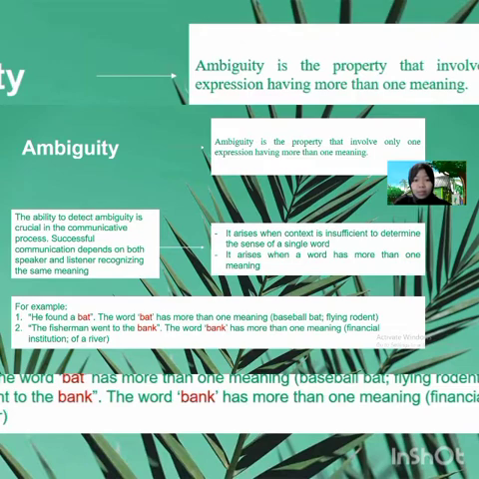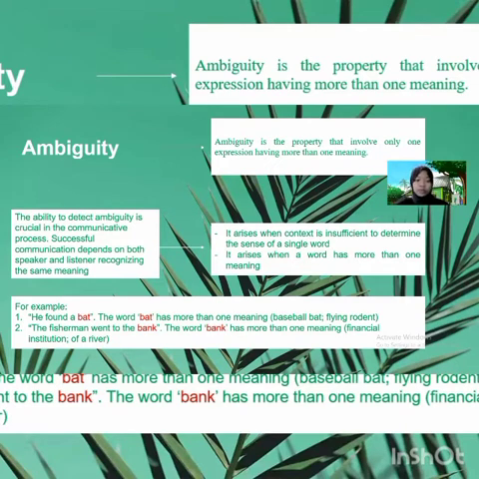Ambiguity. Ambiguity is the property that involves only one expression having more than one meaning. The ability to detect ambiguity is crucial in the communicative process. Successful communication depends on both speaker and listener recognizing the same meaning. It arises when context is insufficient to determine the sense of a single word. It arises when a word has more than one meaning.